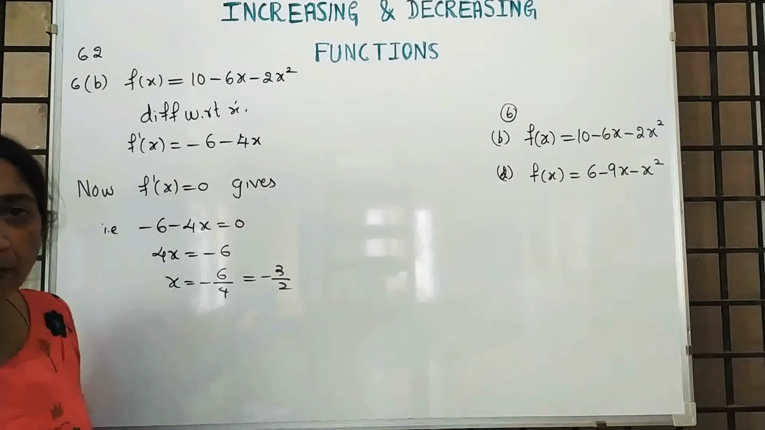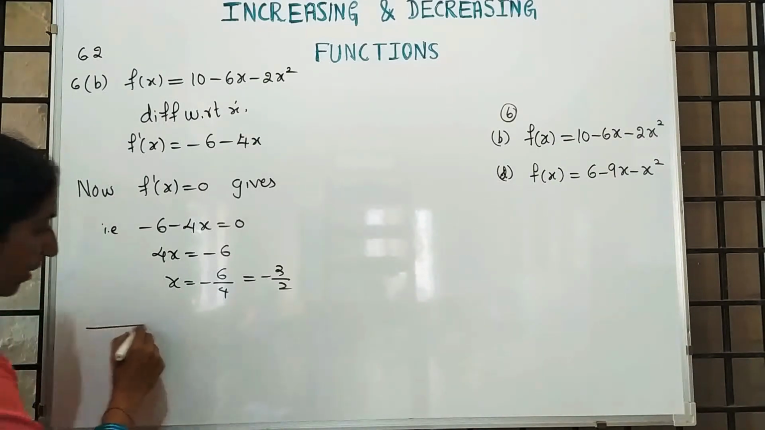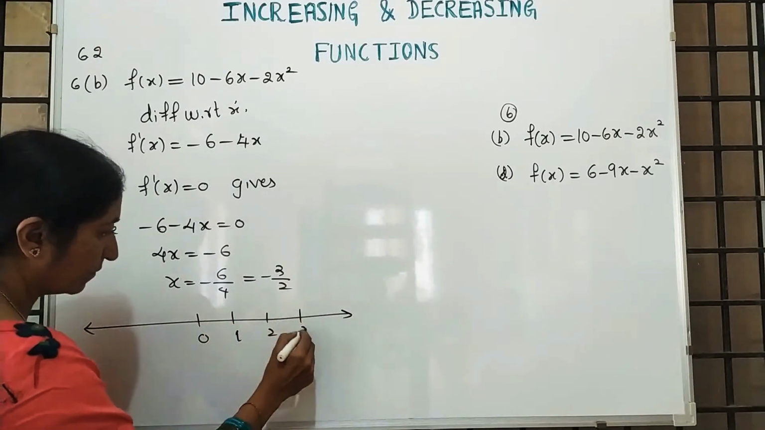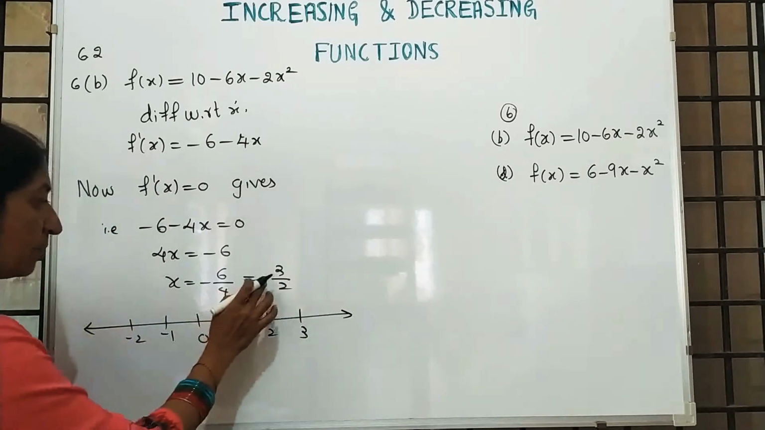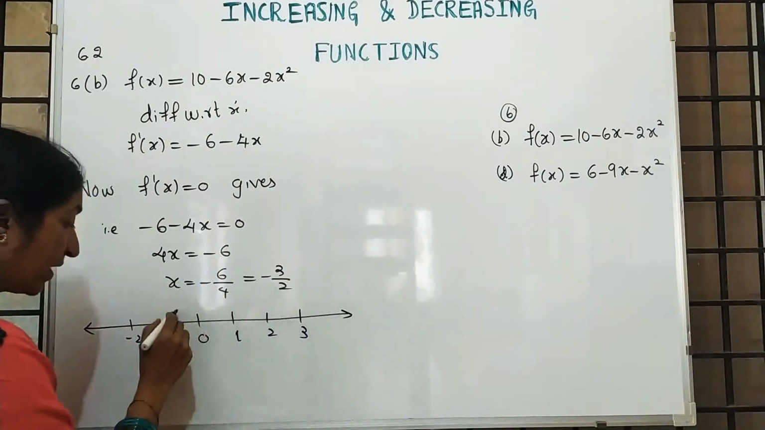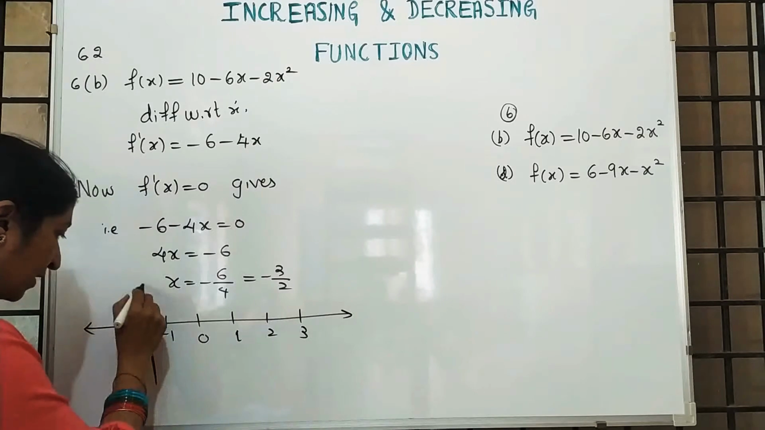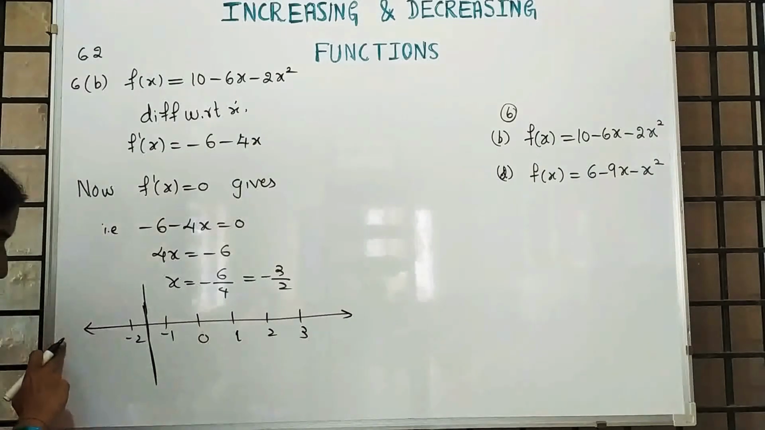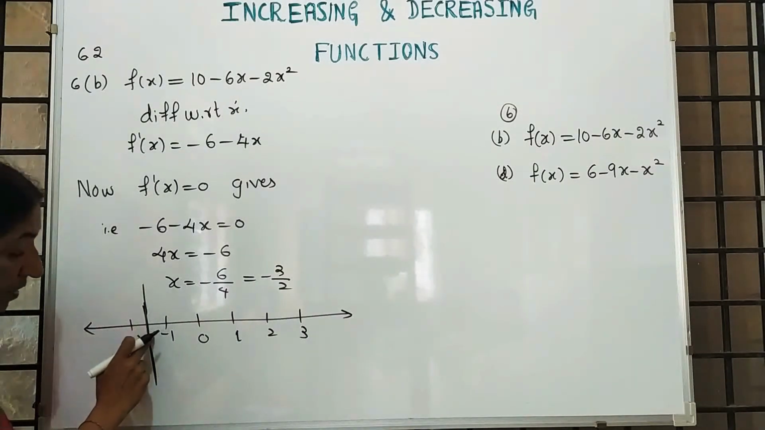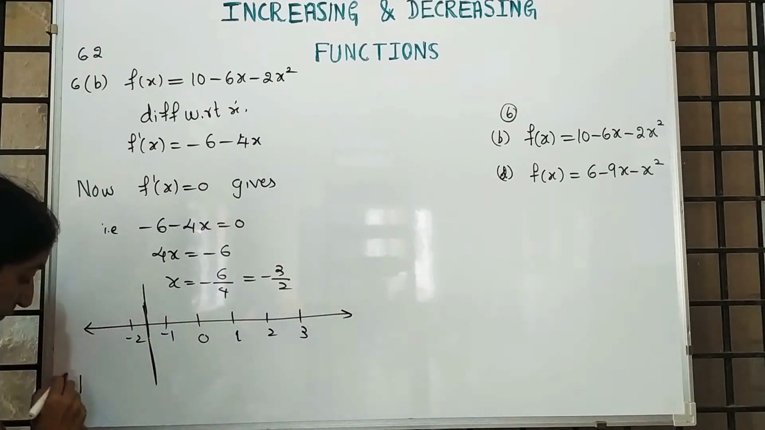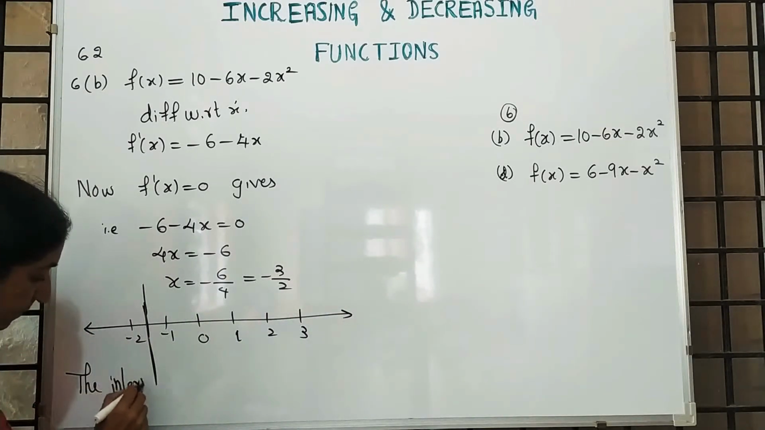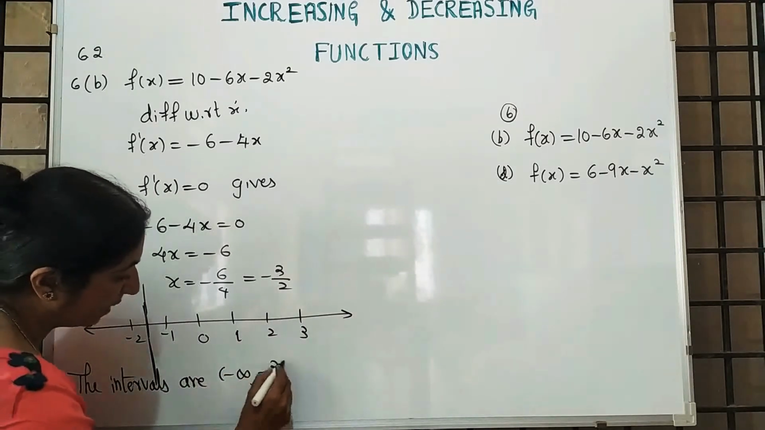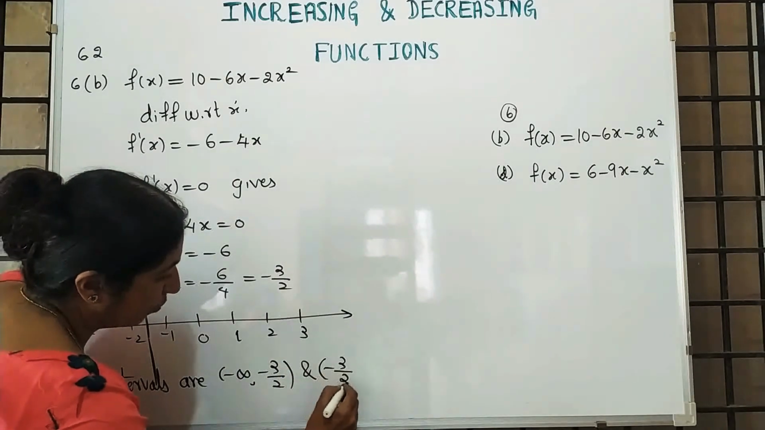After finding the value of x, we have to mark this value of x on the number line. Here -3/2, that is -1.5, comes here. Now the number line is divided into two parts. One is minus infinity to -3/2, another one is -3/2 to infinity. Therefore, the intervals are minus infinity to -3/2 and -3/2 to infinity.